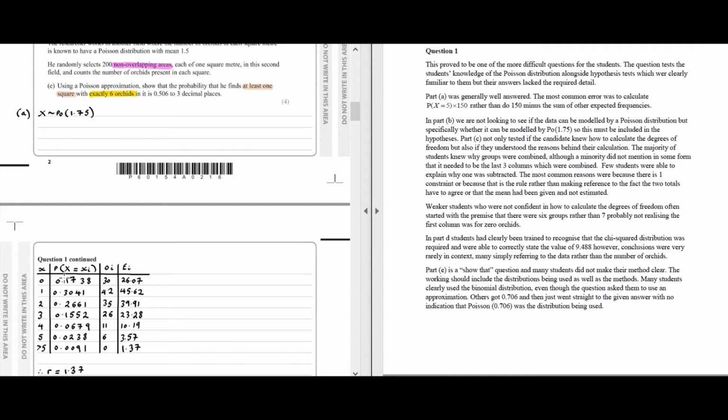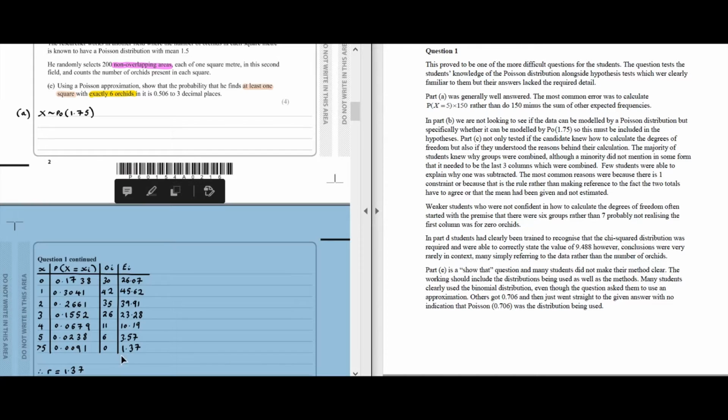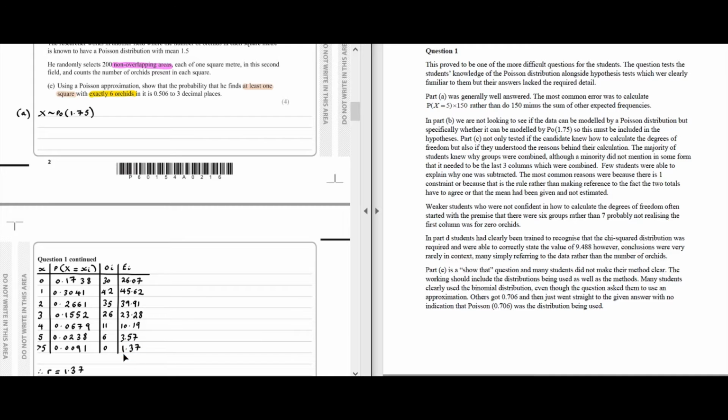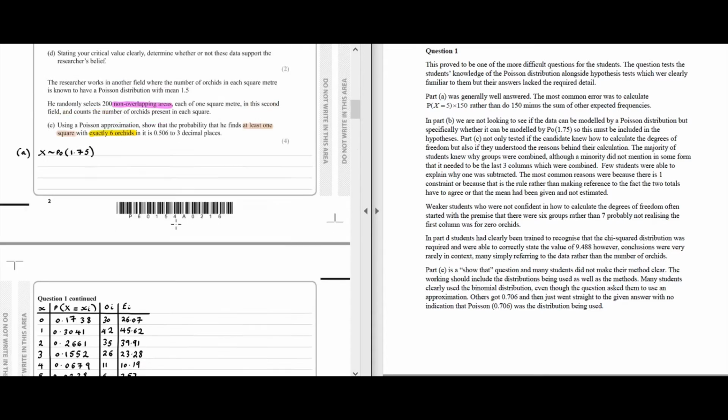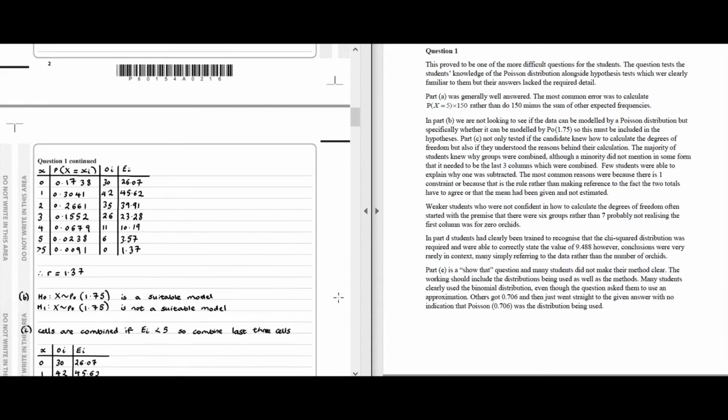I did 1 minus the rest to find out this probability, then I multiplied by 150 to get this result here. Part B, that was stating the hypotheses. Clearly there's a lot said on that. The examiners said that they are not looking to see if the data can be modelled by a Poisson distribution, but specifically whether it can be modelled by a Poisson distribution with mean of 1.75. So this must be included in the hypotheses.